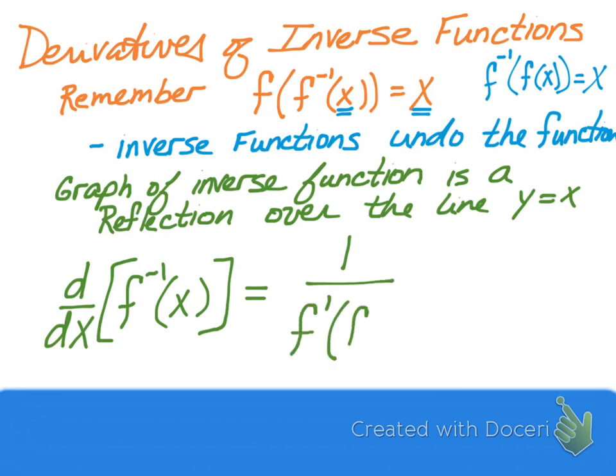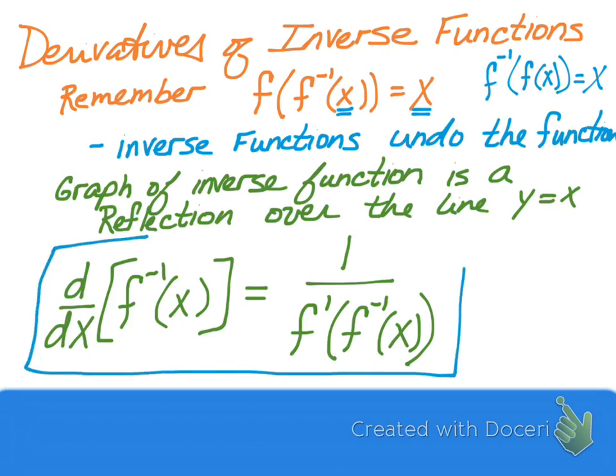So the formula for the derivative of an inverse function is the reciprocal, 1 over the derivative of f at x composed with f inverse of x. And what this comes from is the chain rule. So take a moment and pause and write down this formula. The derivative of the inverse function is 1 over f prime composed with the inverse function. And here I'm going to show you where this formula comes from.